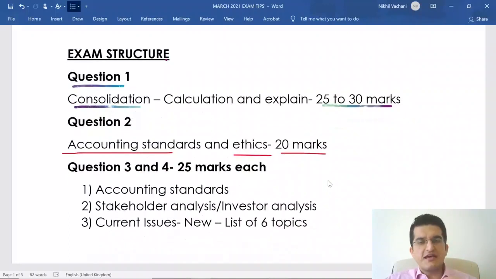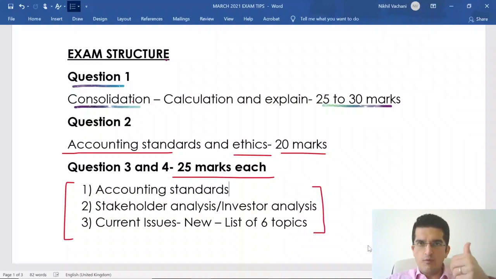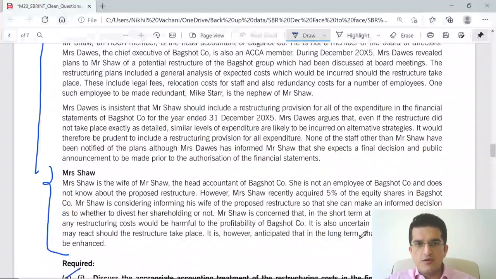Finally, your questions 3 and 4. Remember, all questions are compulsory. You have 25 marks each. There are 3 things that they will test you in these elements. Number 1, accounting standards, which we are studying, but through slightly more challenging scenarios. Let's have a look. What do I mean by that?